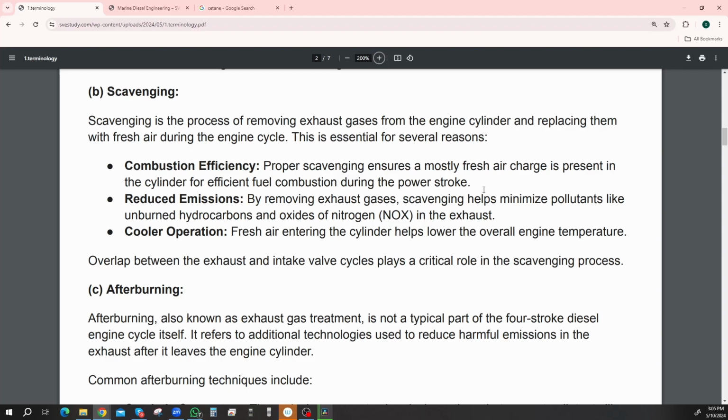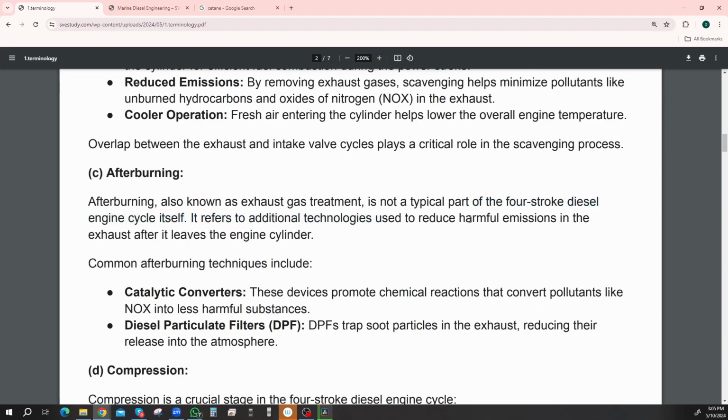And then number 3 was afterburning. Afterburning, also known as exhaust gas treatment, is not typically part of a four-stroke diesel engine cycle itself. It refers to additional technologies used to reduce harmful emissions in the exhaust after it leaves the engine cylinder. So you just burn it at a high temperature to burn off any unburnt hydrocarbons, and then they don't get released into nature. You just get CO2, which is clean.